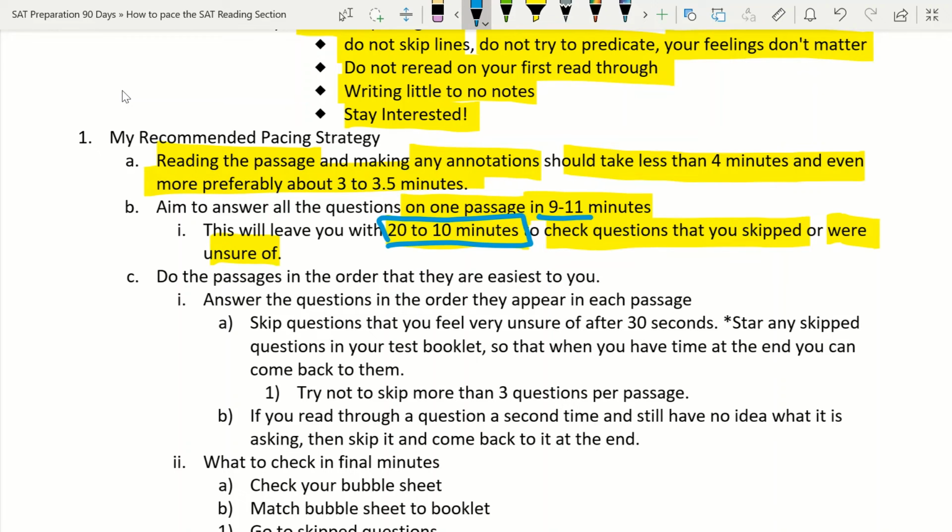But keep in mind, if you're going to do that, you must complete each passage in right around 9 to 11 minutes. If you do that, obviously you'll have time at the end, which I'll get into more about what you'll do with that time later. But let's go ahead and keep on reading.